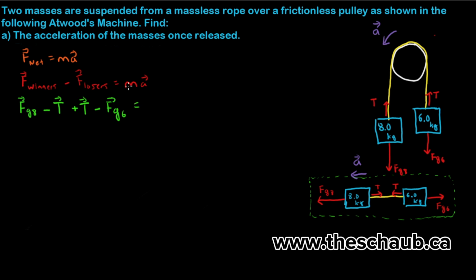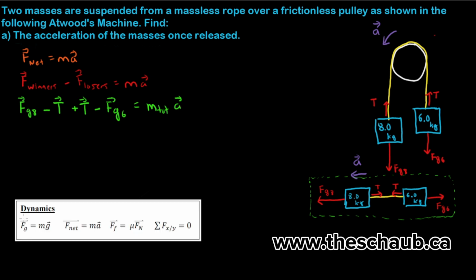And this is equal to our mass. Our mass, because we're analyzing our total system, is our total mass, m_tot, multiplied by the acceleration of our entire system. Looking at our formula sheet, we have Fg is equal to mg, so we can substitute this for Fg8 and Fg6. So Fg8 is equal to m8 multiplied by gravity. Our tensions here are equal in magnitude and opposite in direction, so we can just cancel these out conveniently because we don't have a value for tension at the moment.